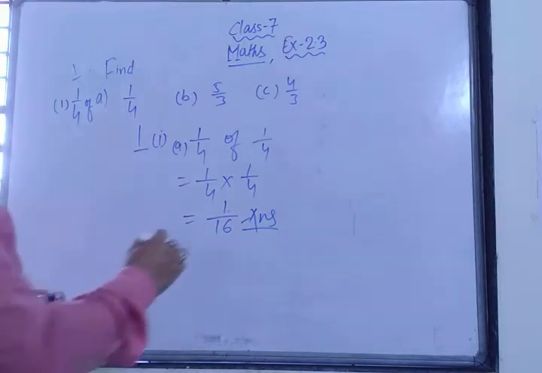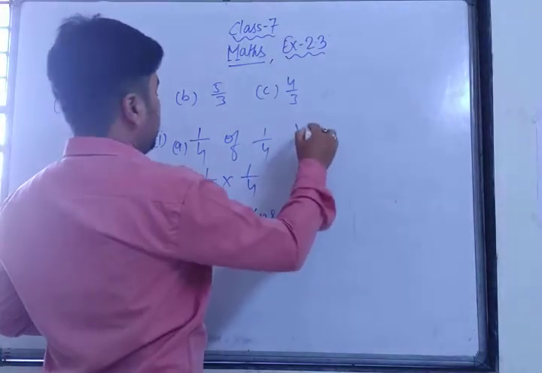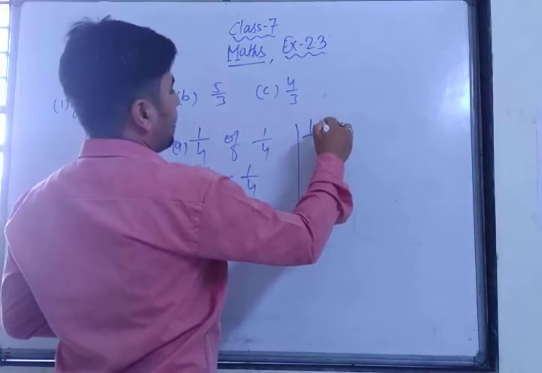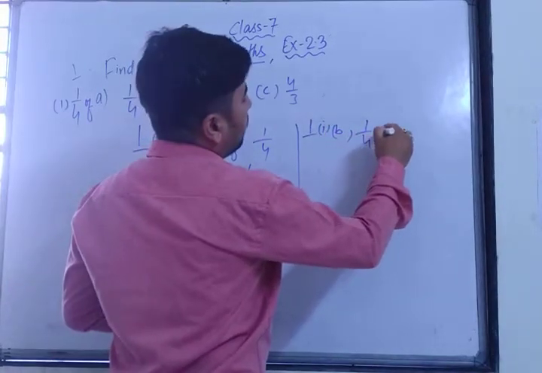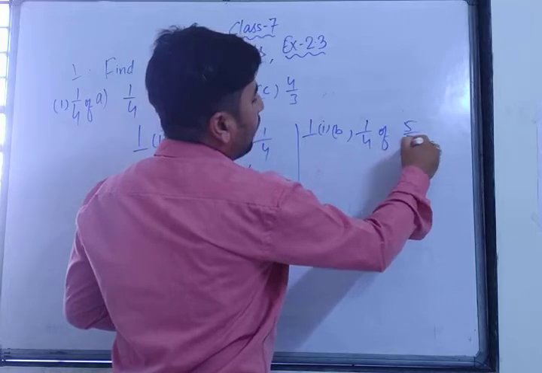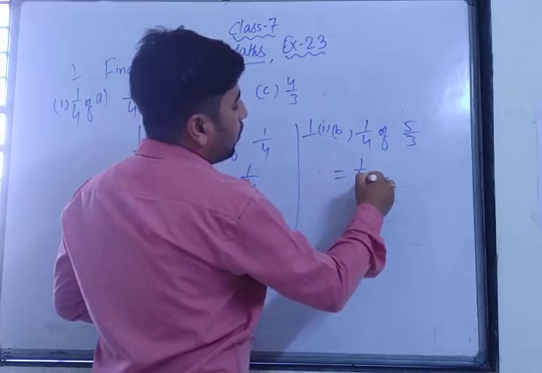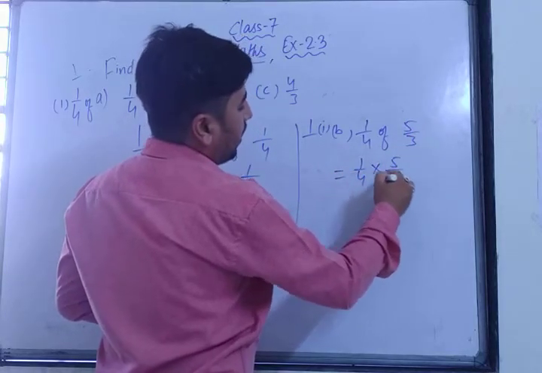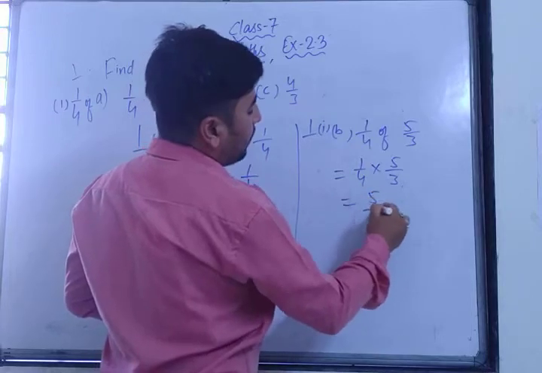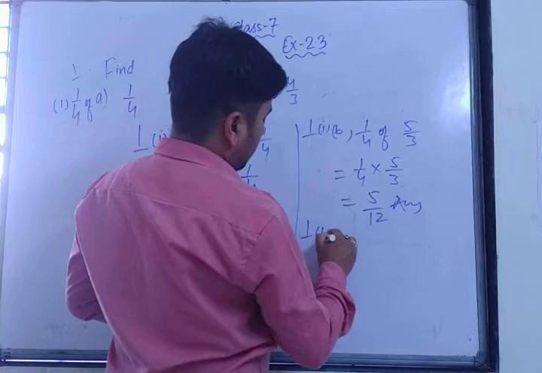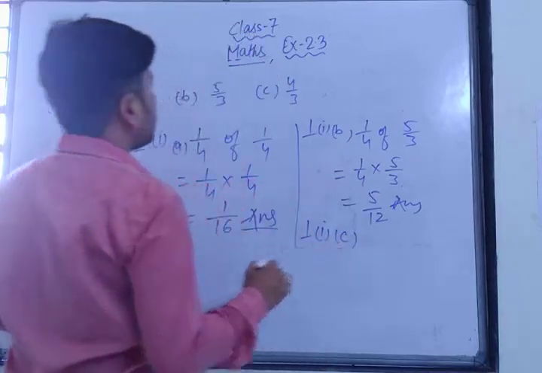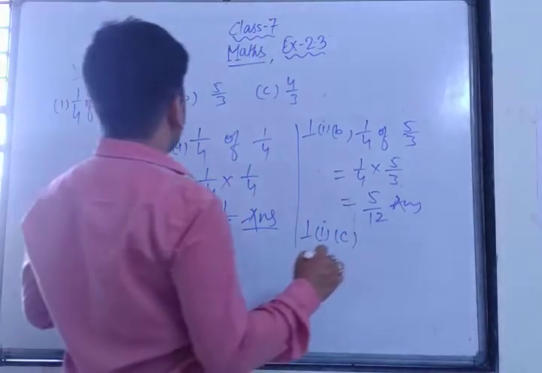Now if I talk about the first B, 1 by 4 of 5 by 3. What we will do? We will do 1 by 4 into 5 by 3. 5 ones are 5, 4 threes are 12. First C. C is 1 by 4 of 4 by 3.